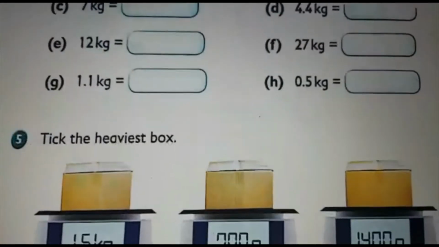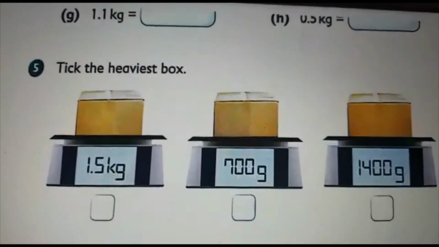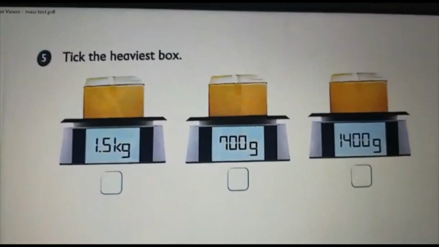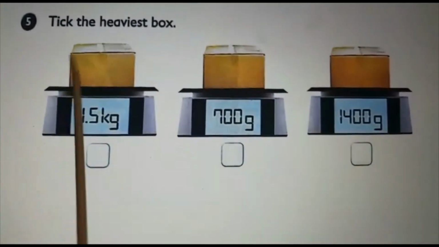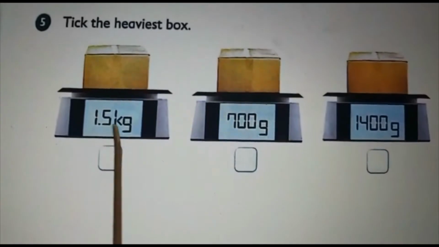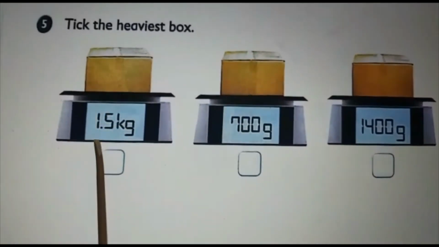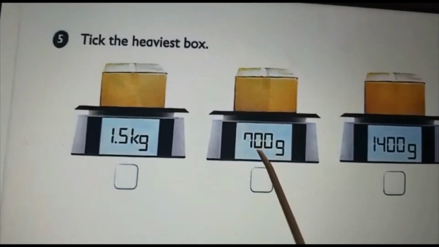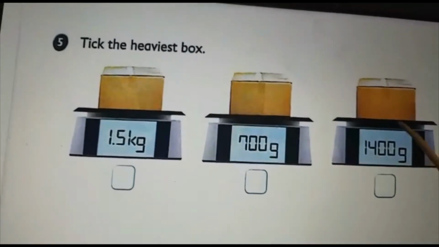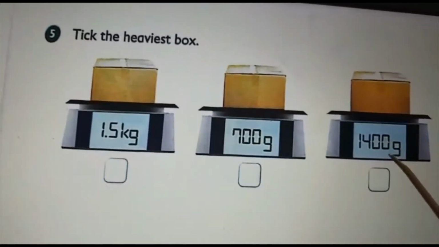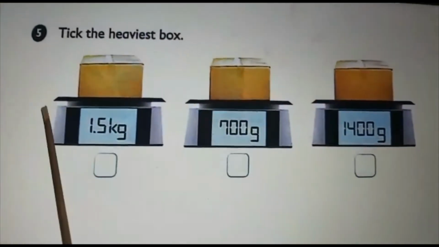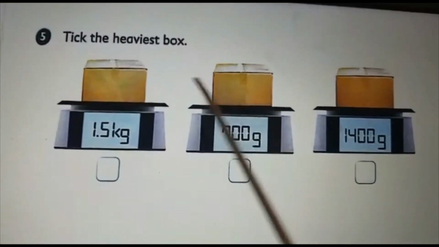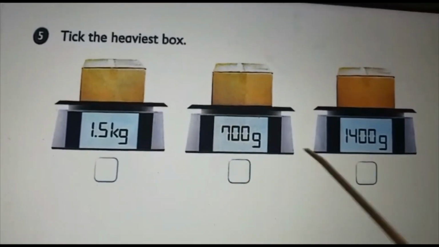Same thing here. See, tick the heaviest. Which is the heaviest in this one? You need to do that. In this, 3 boxes are given. In the first box, the balance shows what mass? 1.5 kilogram. Here it is 700 gram. Here it is 1400 gram. Always keep one thing in your mind: here 2 different units are given. The first one is in kilogram and the rest 2 are in gram.